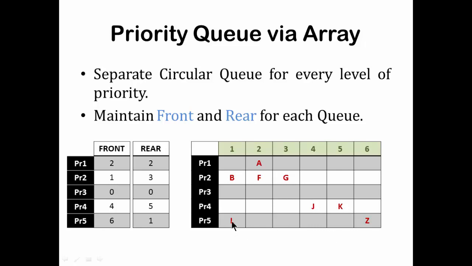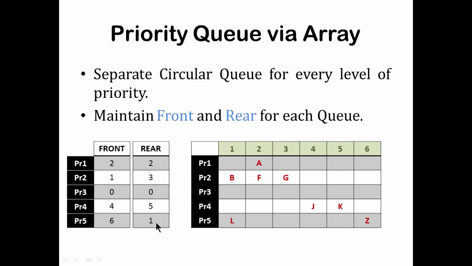That pretty much means that this is not the first element and this is not the last element, rather this is the front, and since it is a circular queue, the next element has come to the first location. Therefore the front is 6 and the rear is 1, because the elements have to be contiguous.